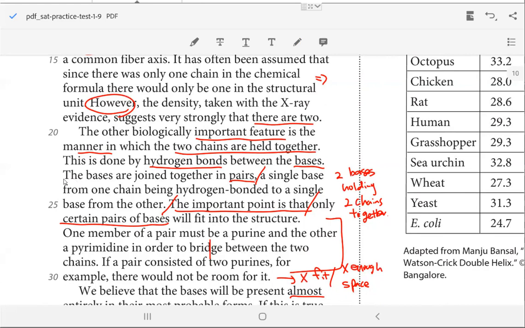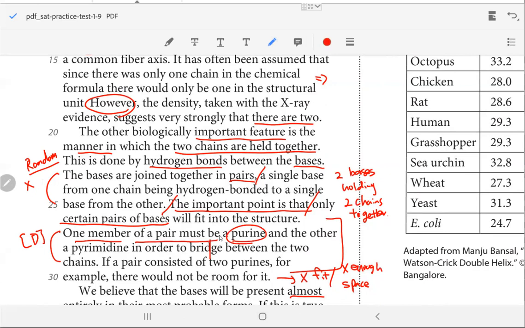A나 B보다는 C가 낫지만 23에서 25는 "The bases are joined together in pairs, single base from one chain being hydrogen bonded to a single base from the other." 여기에서는 이것도 nothing answer인 게 생각을 해보면은 23에서 25만 읽고 이게 랜덤하게 arrange가 되어 있는지 아닌지를 알 수는 없어요. 그런데 27에서 29 answer D 여기서 완벽하게 랜덤이 아니다라는 게 나오는 게 one member of pair must be purine.